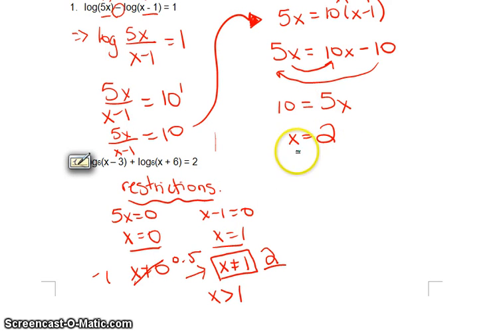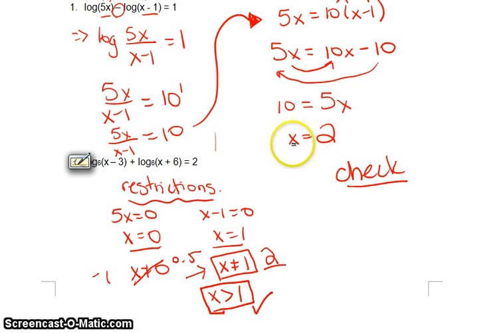So from here, you can compare, is x equal to 2? Does that meet your restriction of x must be greater than 1? And that one, it does. 2 is greater than 1. So from here we can do a check, so let's verify.